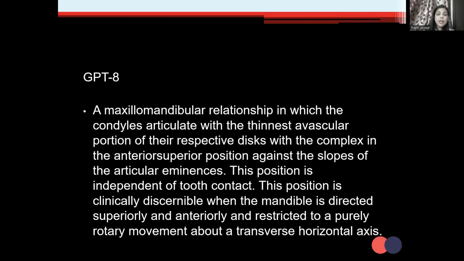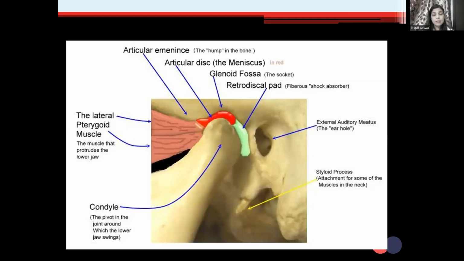So in this, the hinge axis is the axis along which the condyle rotates. That axis is called the hinge axis. So the mandible will exhibit only pure rotary movement about the transverse horizontal axis. In this diagram, we can see this is the condyle. These are the retrodiscal tissues. This is the articular disc, and this bony part is the glenoid fossa. So this is the anterior and superior position of the condyle against the slopes of the glenoid fossa. These are the slopes of the glenoid fossa. So this is the position of the condyle in the centric relation position.